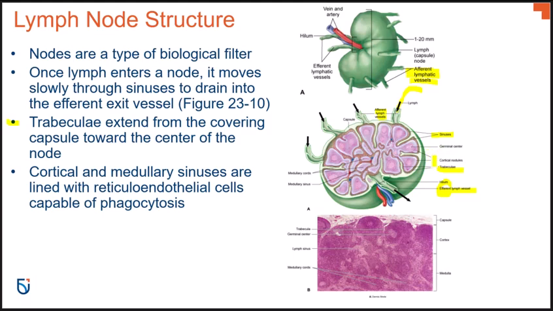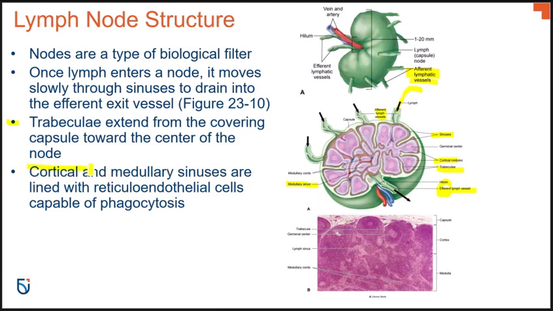So here's that cortical nodule, and that's also true of the medullary sinus, which are going to be separated by those trabeculae that extend into them. Now the center, or what we could call the medulla, is the central region of a lymph node, composed of sinuses and those medullary cords and sinuses.